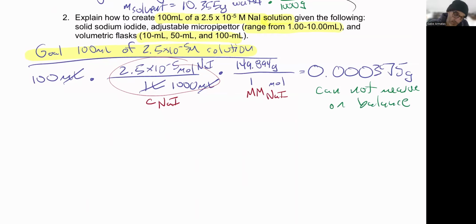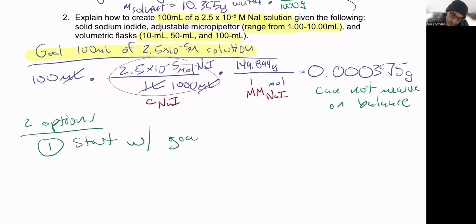So at this point, we have two options. Option one, we start with the goal and work toward a mass, a usable mass.